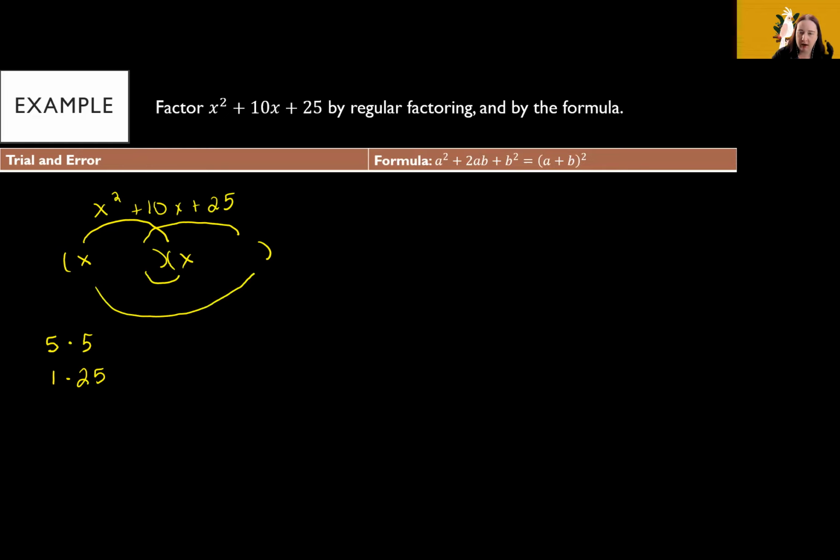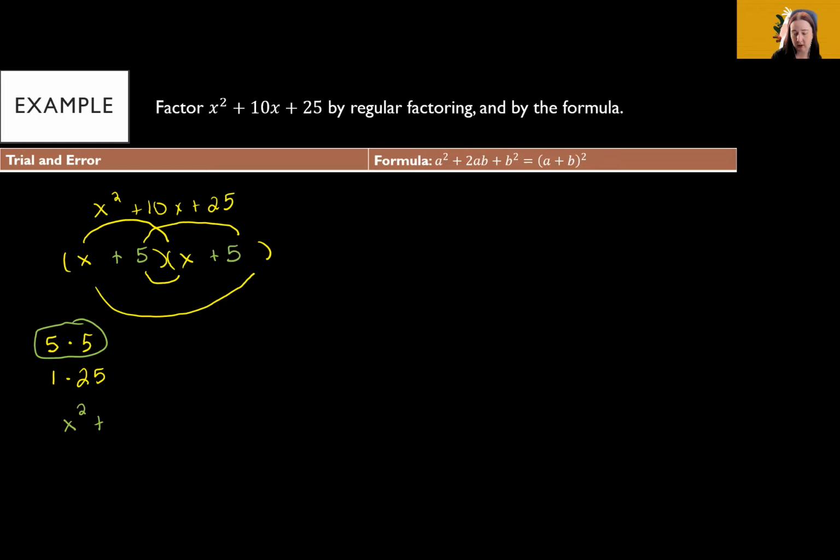Because when you're multiplying by an x, you're just multiplying by 1. So our only choice here is the two 5s. 5 times 5 gives you 25. 5 plus 5 gives you 10. So those are both positive 5s. So you're going to fill this in with a plus 5. And then if you want to double check your answer, you can go through FOIL. You multiply the first terms. x times x is x squared.